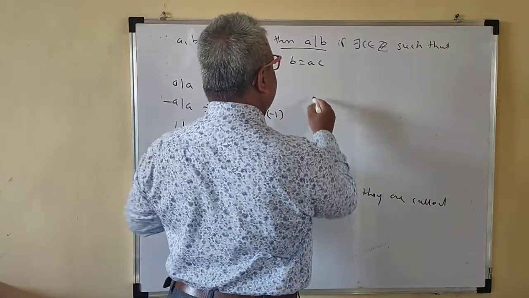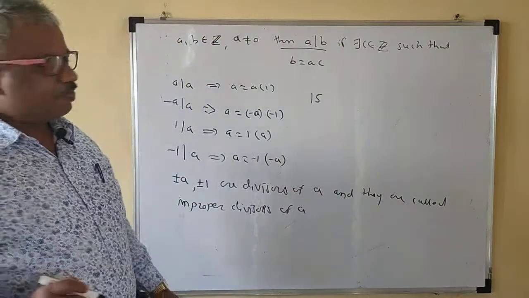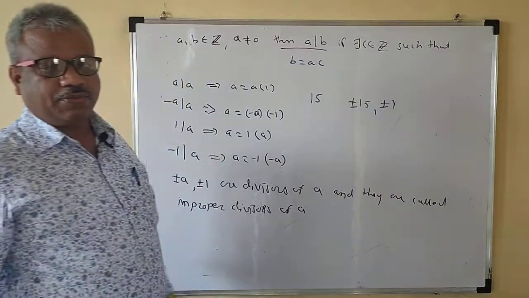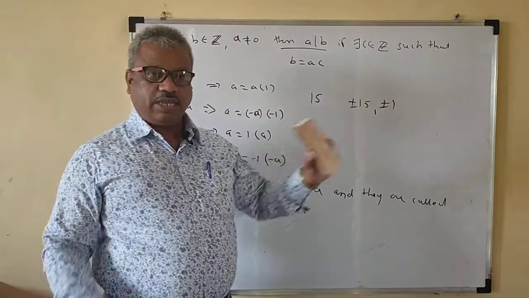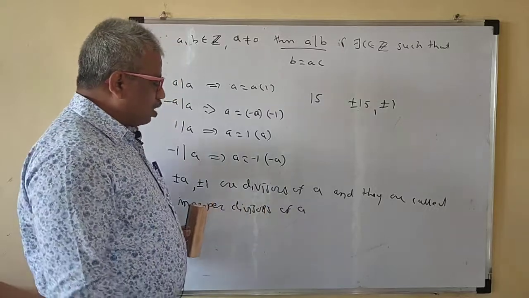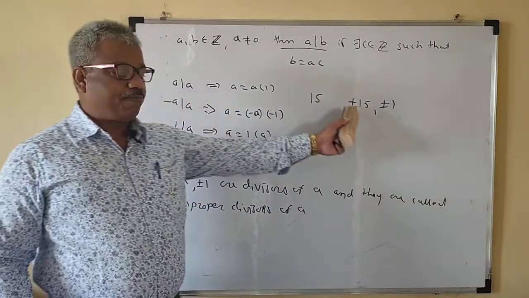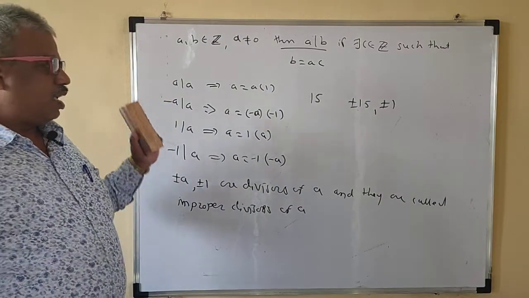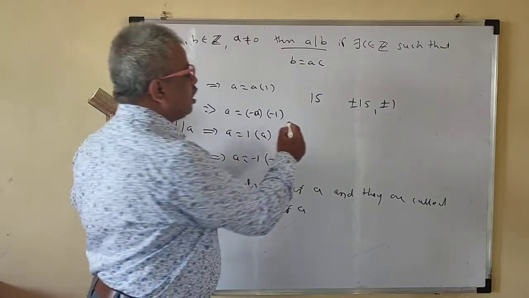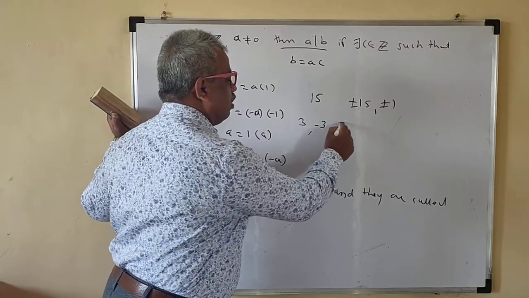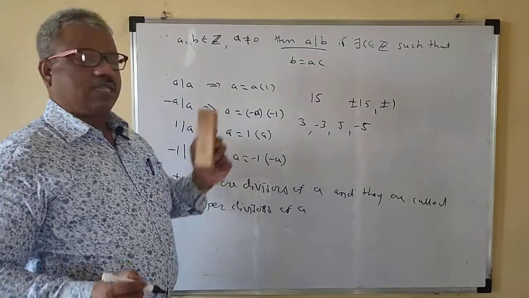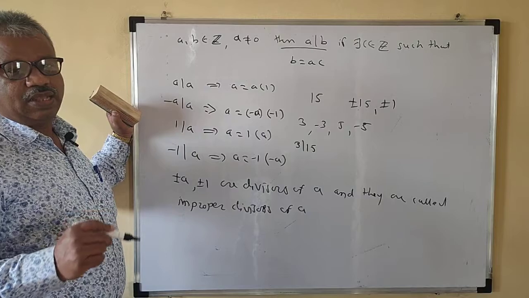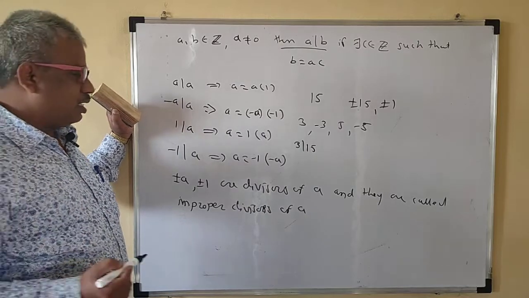Suppose we are given the number 15. Then plus or minus 15 and plus or minus 1 are always divisors of 15. These are the improper divisors. Divisors other than plus or minus 15 and plus or minus 1 are called proper divisors of 15. Which are the proper divisors? 3, minus 3, 5, minus 5. These are divisors of 15 because 3 divides 15, since we can write 15 is equal to 3 into 5, 3 times some integer.